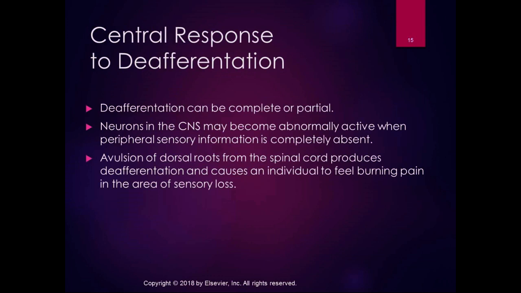So when you get deafferentation, which is where you lose the peripheral input, it can be complete or partial. Neurons in the central nervous system can become abnormally active when the peripheral sensory information is completely absent.